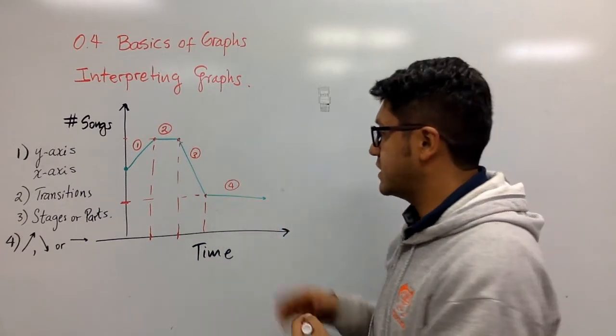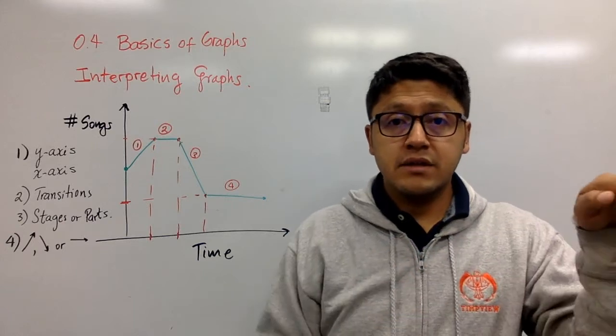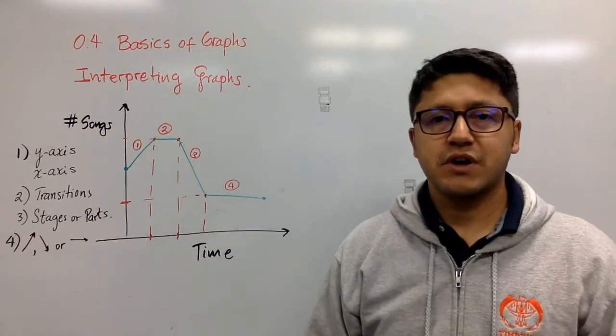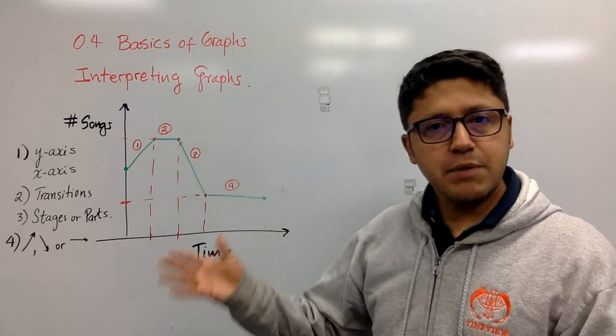The fourth part of it is like it keeps like that. So as time goes by, the number of songs is constant. So that is how you interpret the graph. Okay, and that's all.